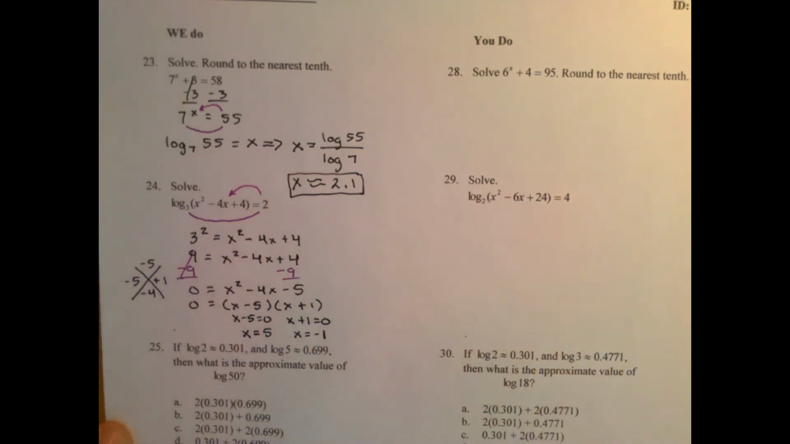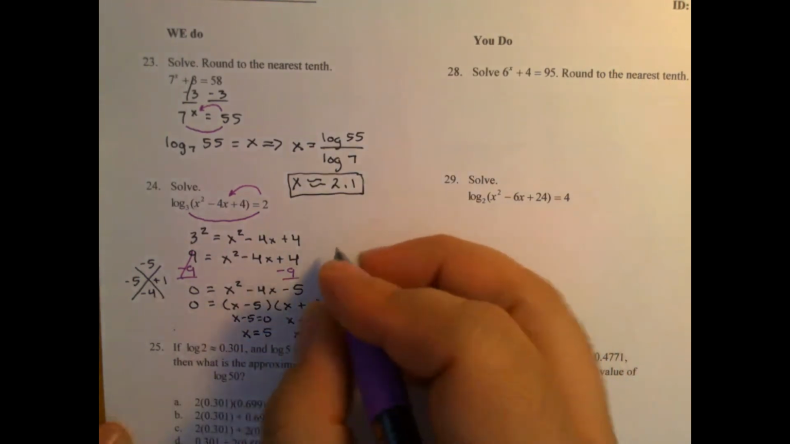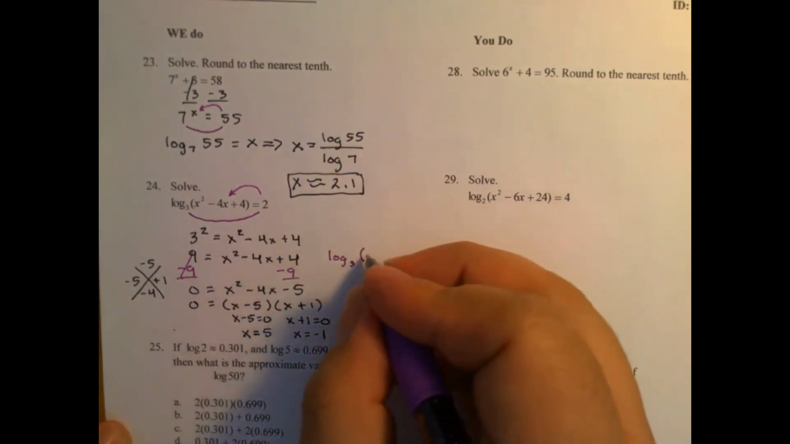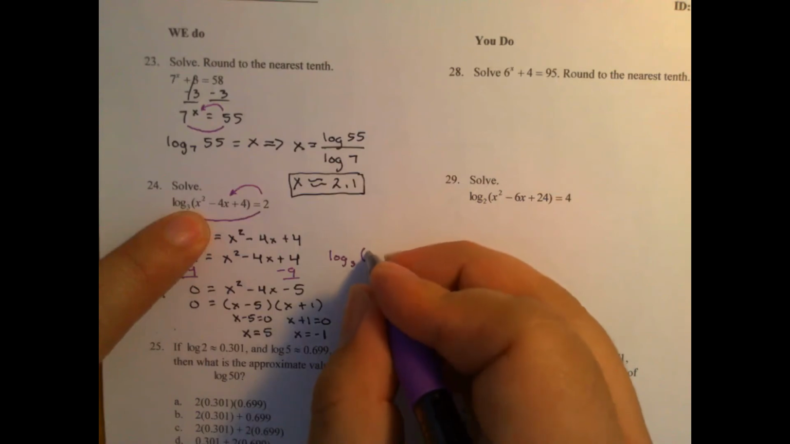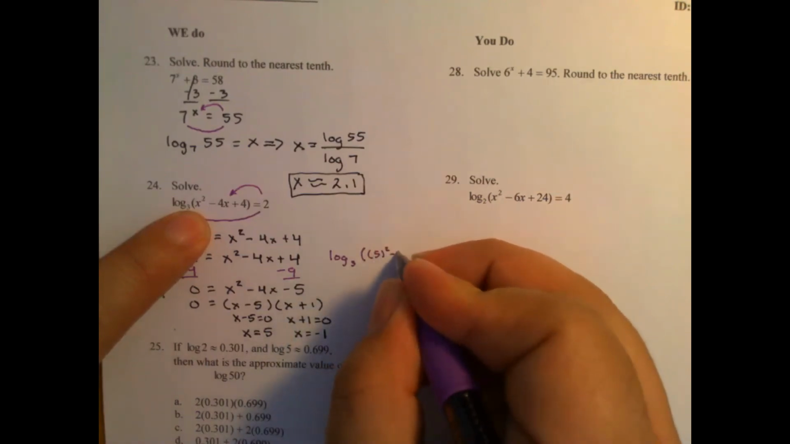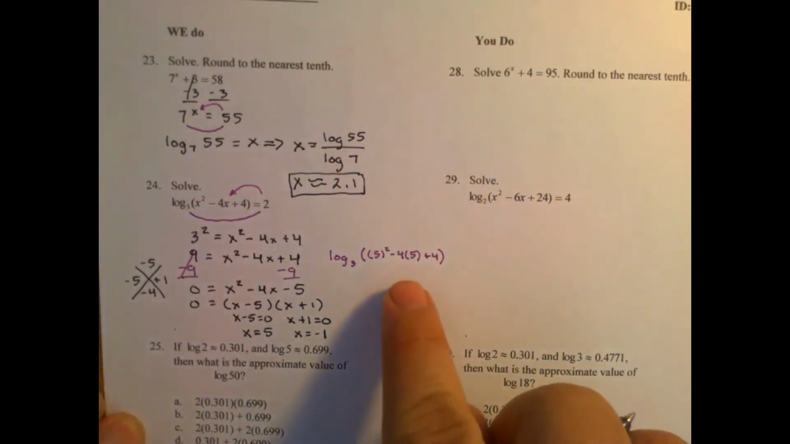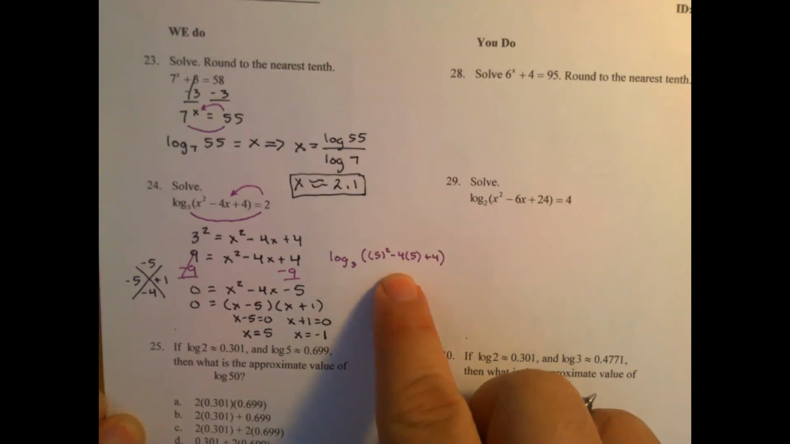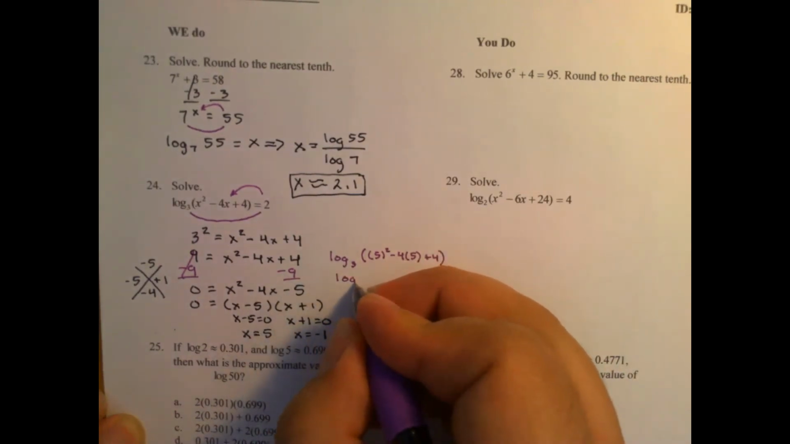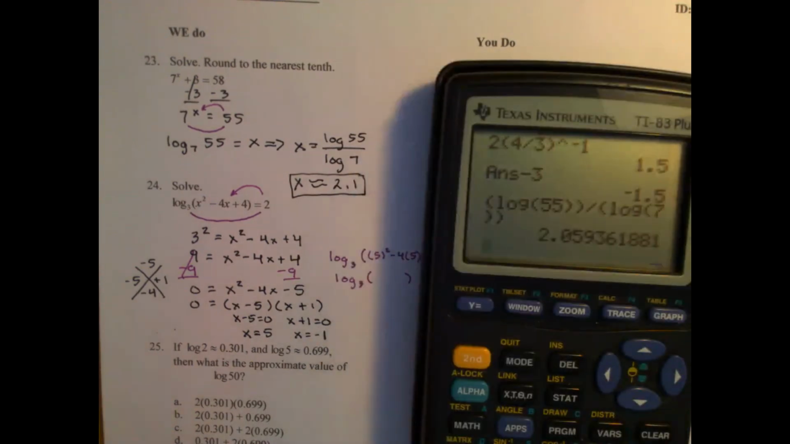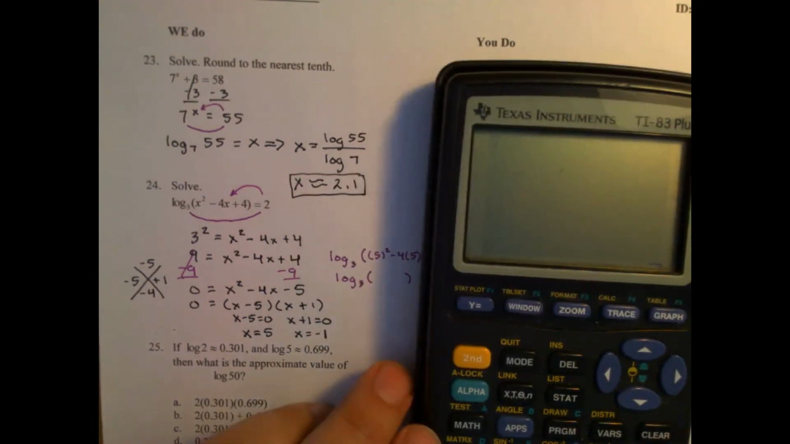But now we have to check our answers, and this is where the Desmos calculator comes in handy. Log base 3 of, all right, here, look, we got to plug it into this. 5 squared minus 4 times 5 plus 4. And again, we don't care if it equals 2 or not. We just want to make sure this is not a negative value. That's it. So that would be log base 3 of, and then this is where you let the calculator take over. All right, let's see.